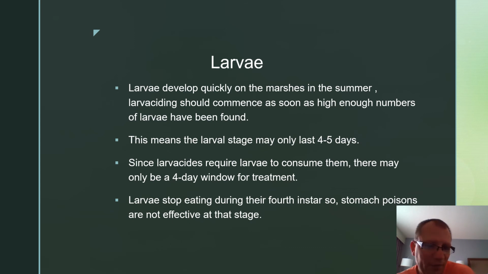Larvae develop quickly on the marshes in summer. Larviciding should commence as soon as high enough numbers of larvae have been found. This means that the larval stage only lasts 4 to 5 days. Since larvicides require larvae to consume them, there may only be a 4-day window for treatment, which is very important. Larvae stop eating during their 4th instar, so stomach poisons are not effective at this time.